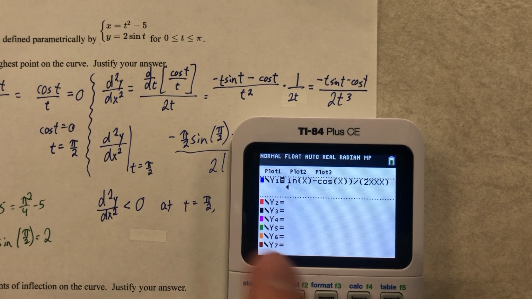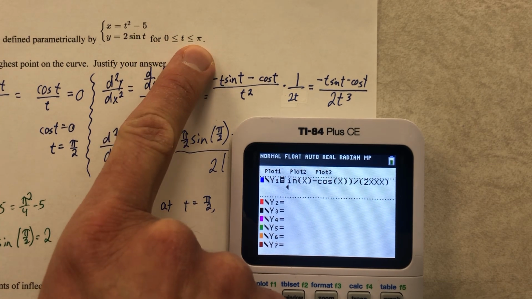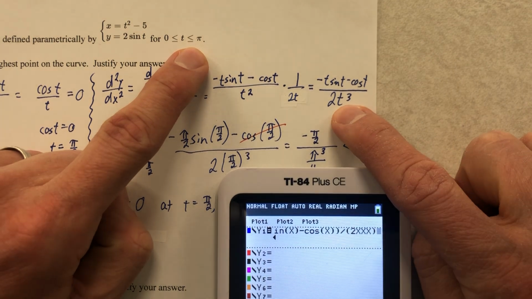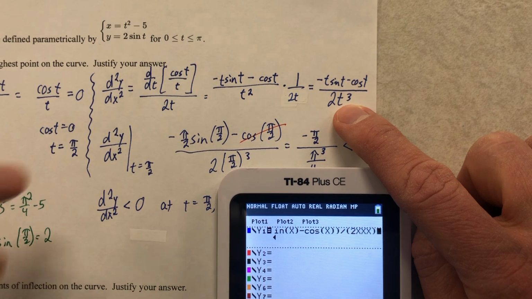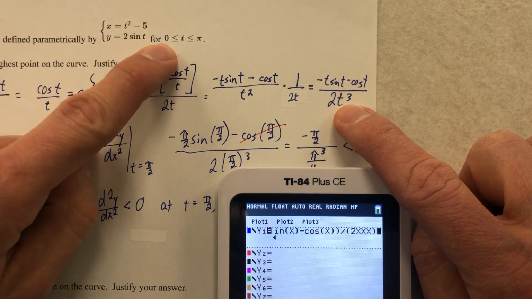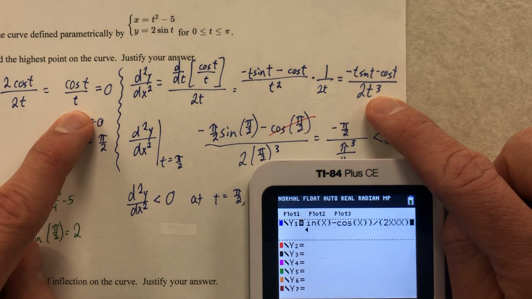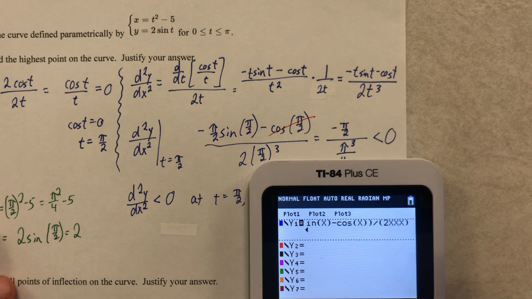I want to go on the appropriate window with my domain. However, consider my domain is from 0 to pi, and I would be dividing by 0 here. All right. Now, my parametric equations do have a domain that really does begin at 0, but the second derivative, actually the first derivative, doesn't even exist there. So it's not differentiable at t equals 0, I should say.